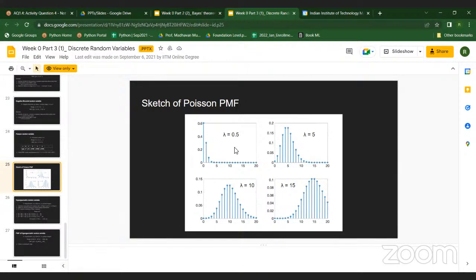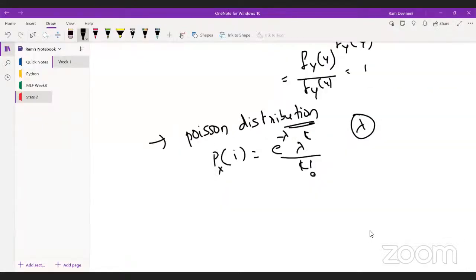Okay, but let's come to this. Based on different values of lambda, we'll be getting this distribution. Lambda is the rate of what, sir? It's the rate of change, like the inverse of mean, you could say. Lambda, the rate of occurrence. Yeah.